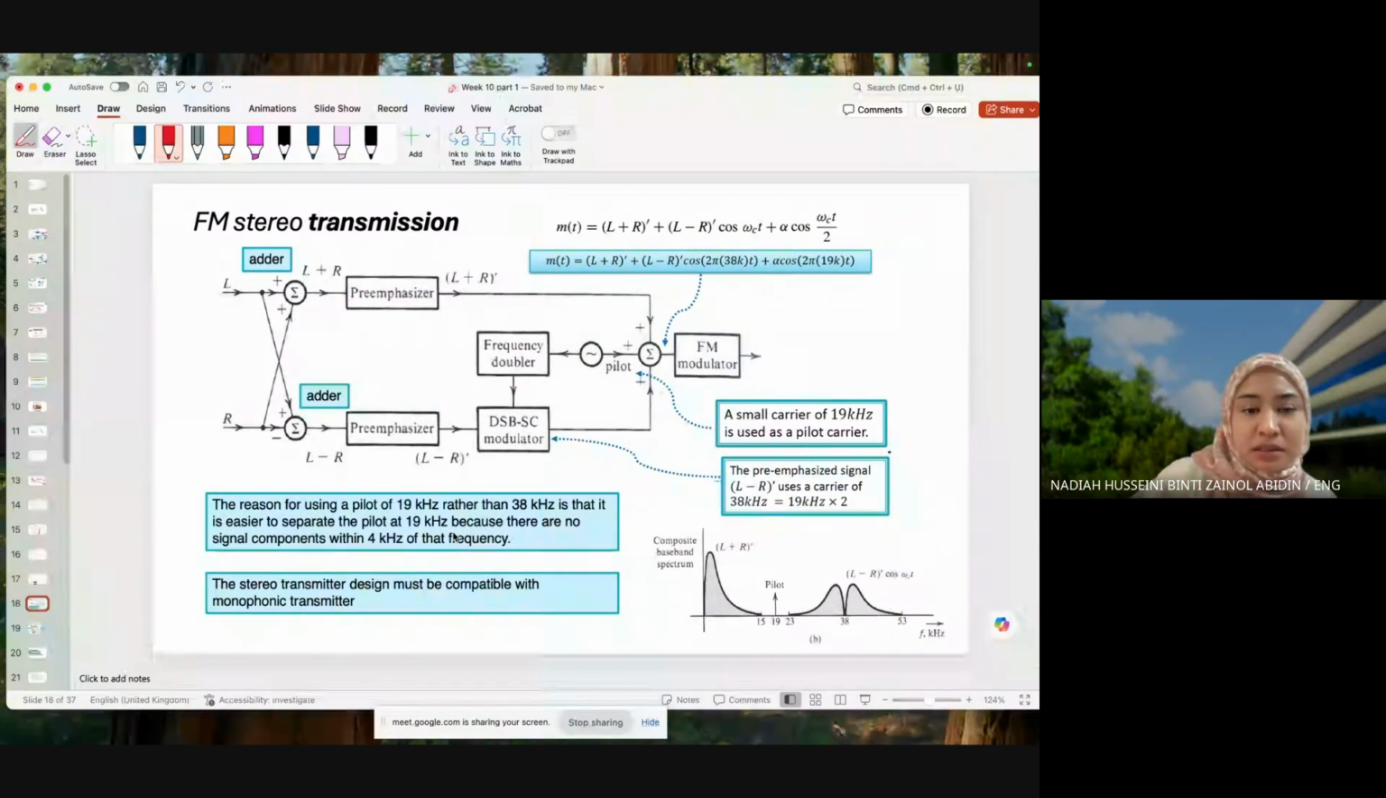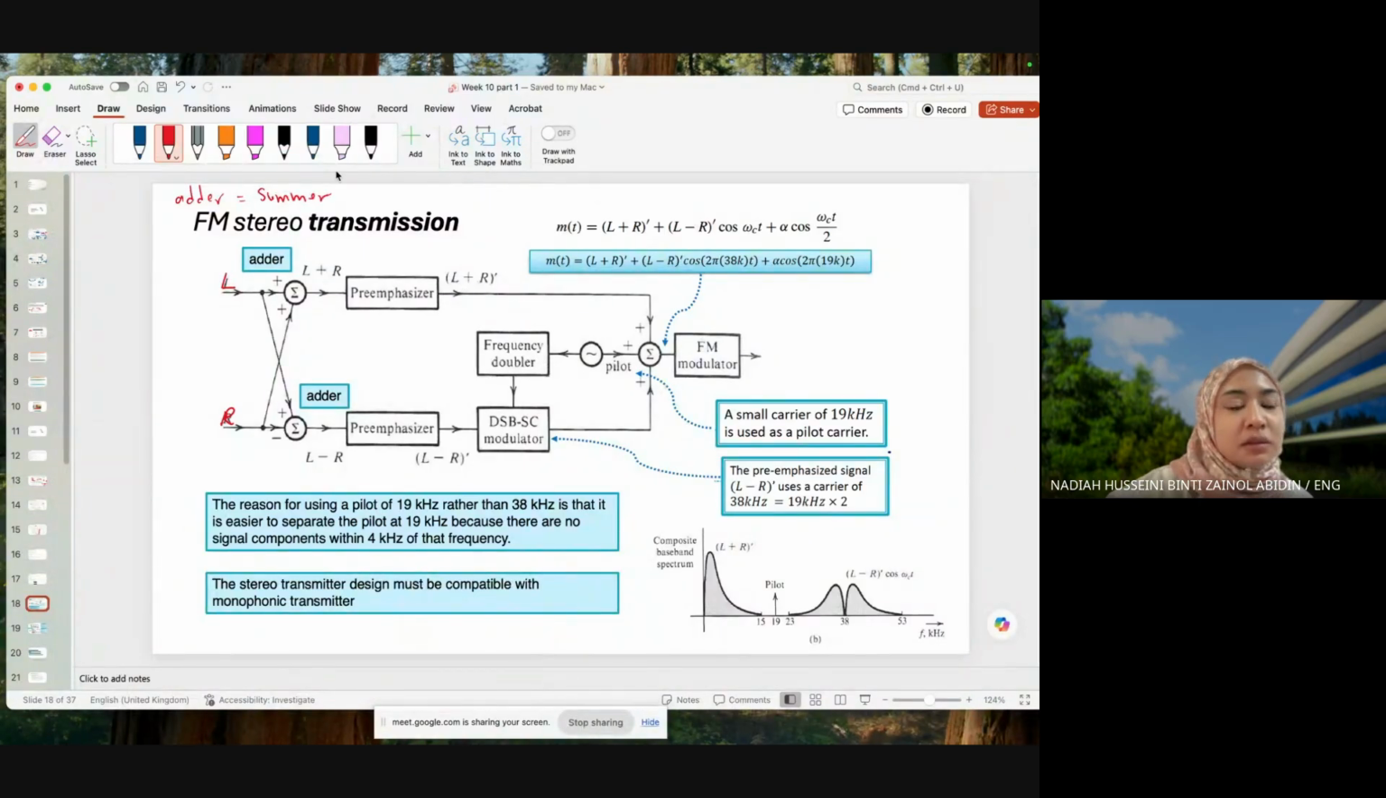Okay, let's talk about the system. I want everyone to focus. This is the radio system for the transmission part. We have our L audio signal and R audio signal. It is passed through an adder circuit, or a summer. Adder or summer is the same thing.